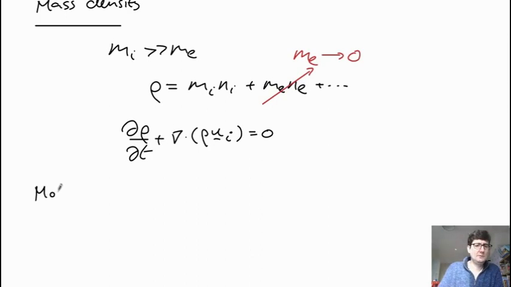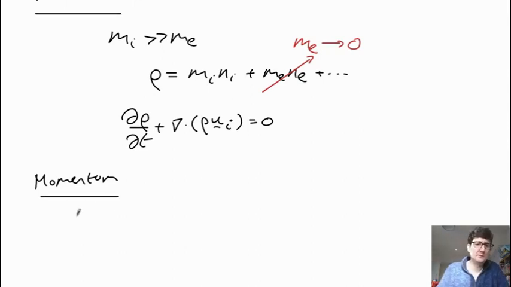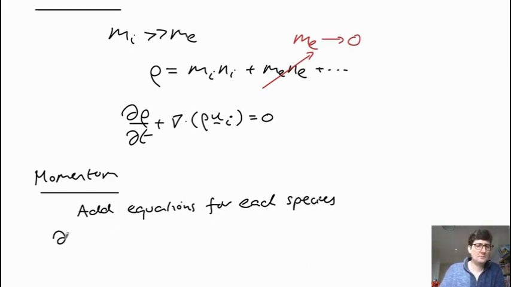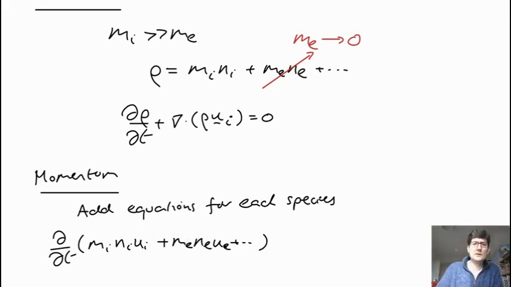So the momentum equation works in a quite similar way, because again, the electron mass is neglected, so the momentum is dominated by the ions. So we add the momentum equations. We add the electron and ion equations, and when we add up the terms from the time derivative, for example, we end up with an ion mass times the ion flux plus the electron mass times the electron flux, u_e, plus all the other stuff. And because we're setting the electron mass to zero, this all disappears too.